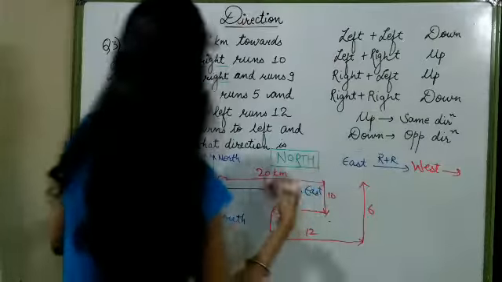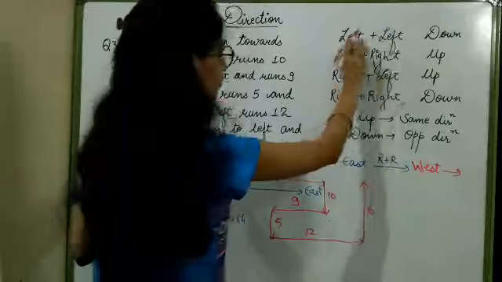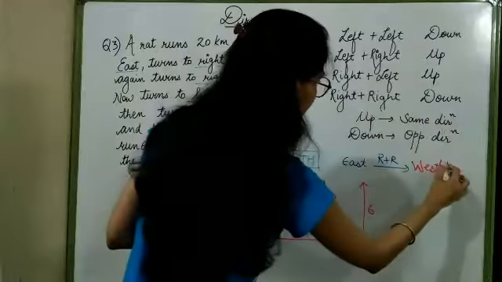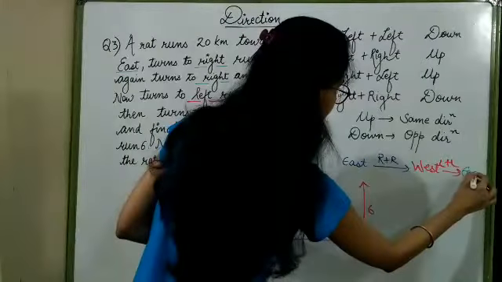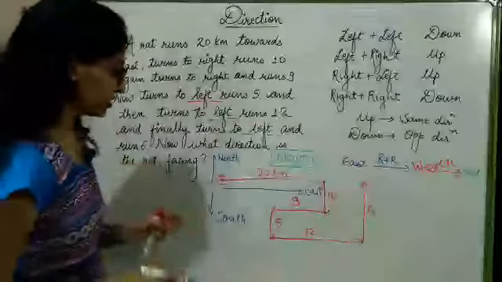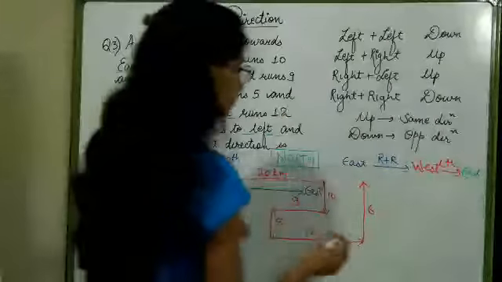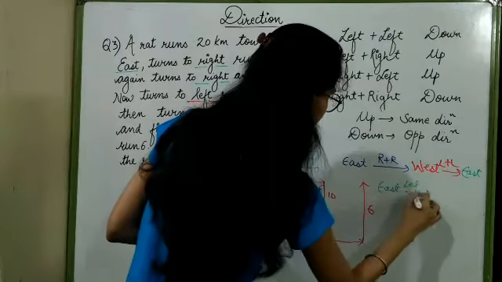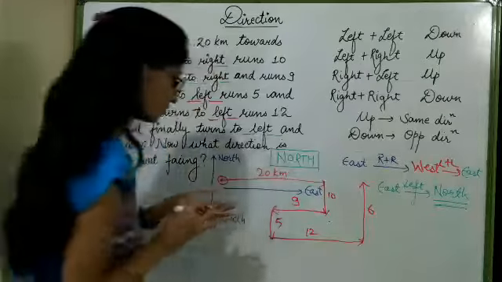Okay. Then left and left. Left plus left means down, means opposite direction. So left plus left. Opposite direction of west will be east again. Next is only one word left. If I am standing in this direction, this will be my left. So left of east will be north. So my final answer will be north.